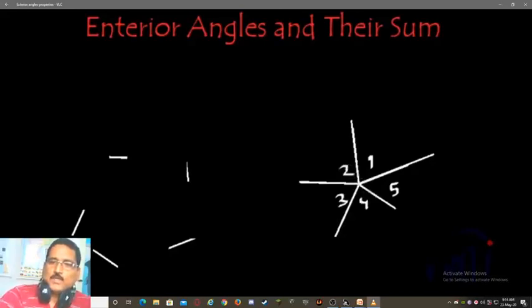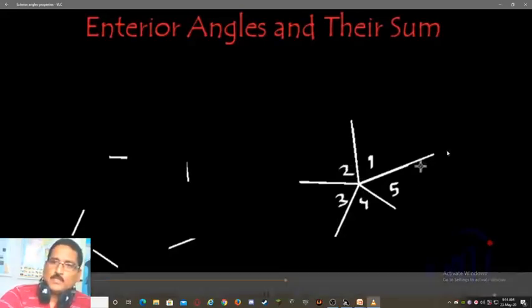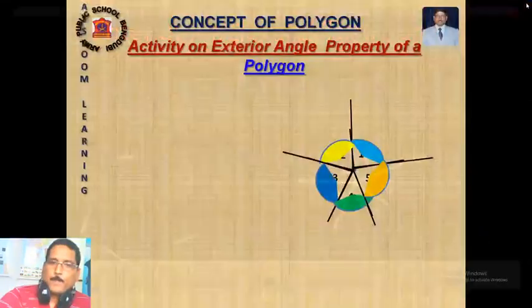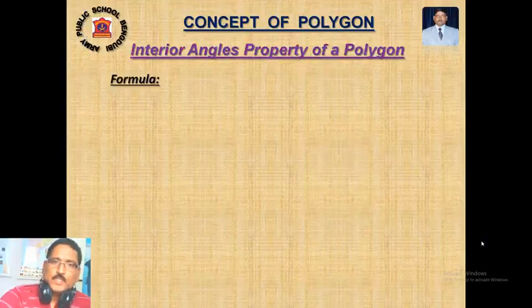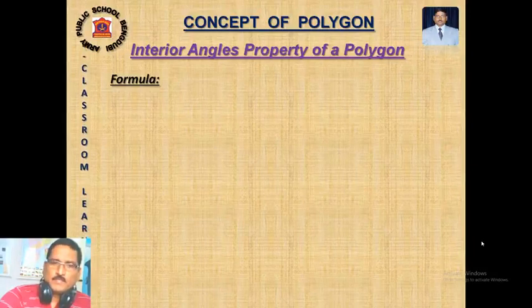Now if we perform this activity with the help of a hexagon, the result will be the same. So this was the same case when we have. Now coming to the next, the interior angles property. That was the exterior angle property. Now it is the interior angle property of a convex polygon.